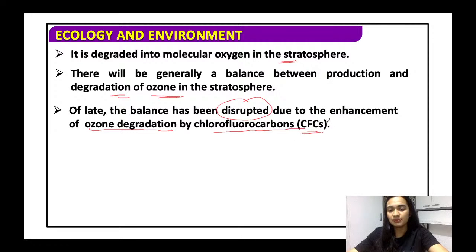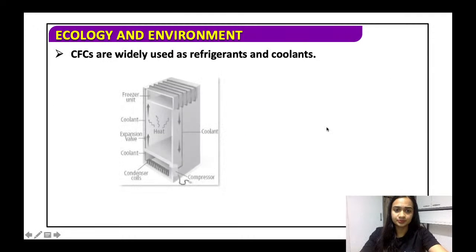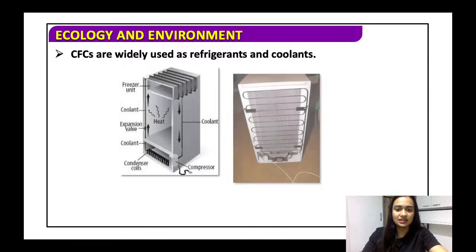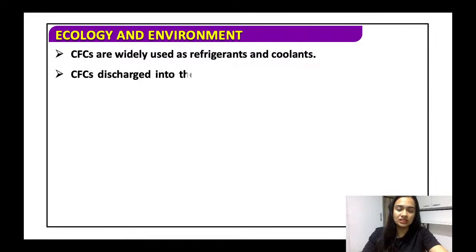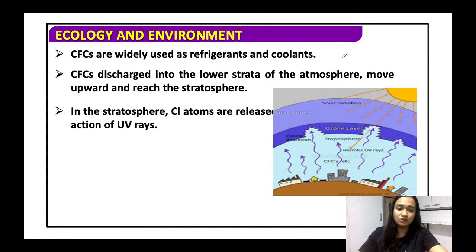ठीक है, ओजोन depletion के लिए कौन responsible है? They are the chlorofluorocarbons. CFCs कहाँ use होते हैं? Your refrigerators, your coolants, air conditioners, etc. basically work on chlorofluorocarbons, and they are discharged into the lower strata of the atmosphere, and they keep moving upwards. ठीक है, इसीलिए वो harmful है.